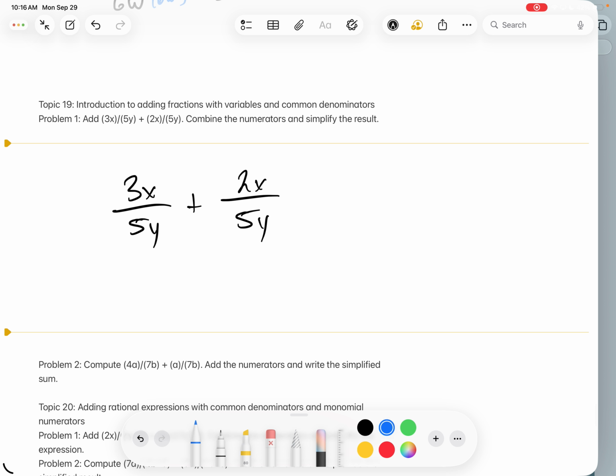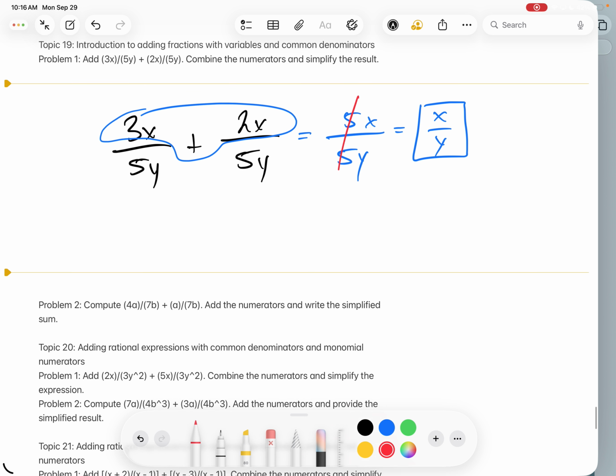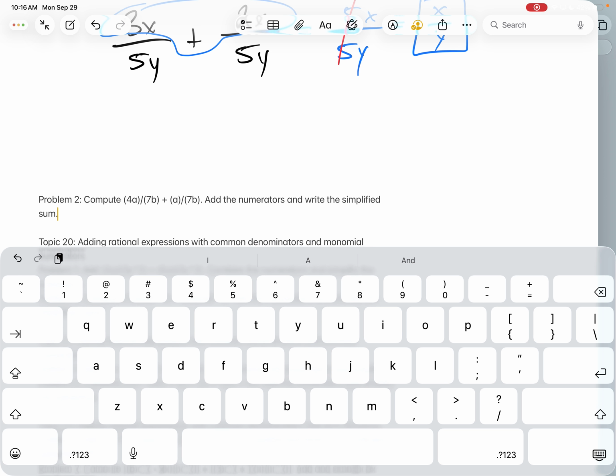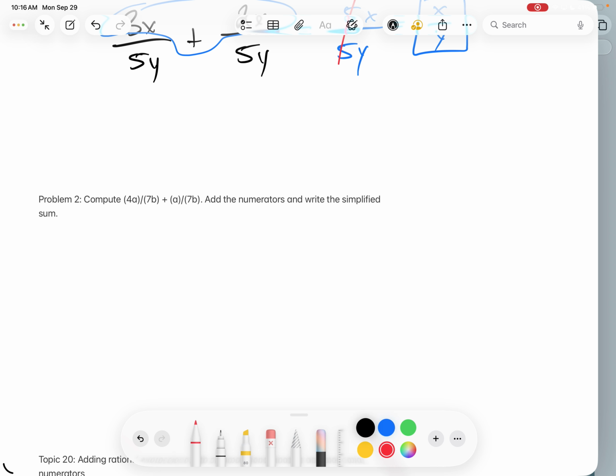Common denominators are easy because you keep the denominator the same and you don't have to do any of that stuff we've been going over right now. So all you have to do is add the numerators. 3x plus 2x would be 5x. I guess we could simplify the 5s there, right? We could cross those out, but so common denominators are always easier with fractions because you just add the top.